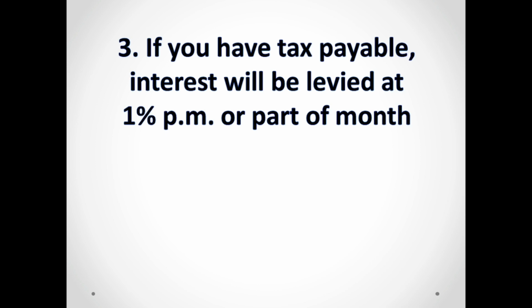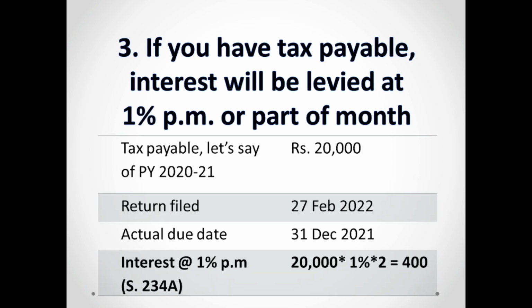If I have some tax payable, there will be interest which is levied. This is the third consequence which I am going to tell you. If you have some tax payable, interest will be levied at 1% per month or part of a month if you do not file your return of income. Let's say 20,000 is the tax payable, but you didn't file your return of income, and the return was filed on 27th Feb 2022, but your actual due date was 31st December 2021. So there is a delay of 1.5 months or almost 2 months.